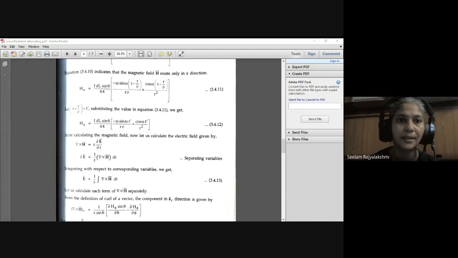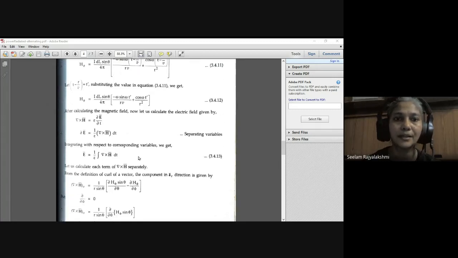Let t minus r by v equal to t dash. Substituting in equation 11, by replacing this t minus r by v with t dash, we will obtain H phi is equal to I dl sin theta by 4 pi [minus omega sin(omega t dash) by r v plus cos(omega t dash) by r square].